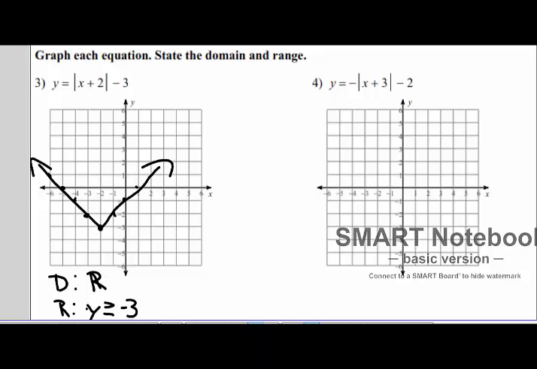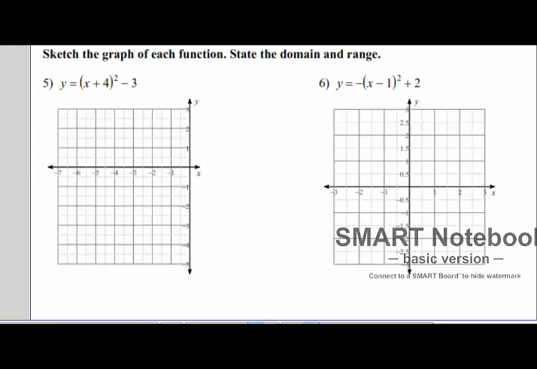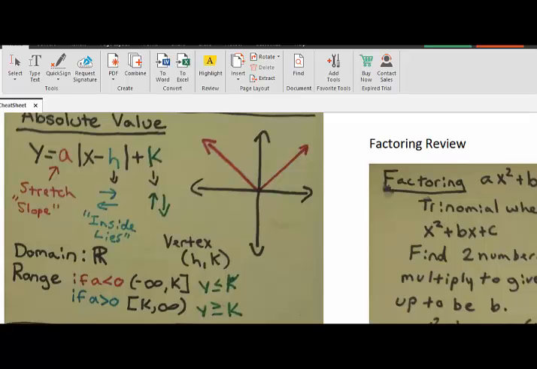Our vertex, back 3, down 2. And this one's opening down. It's got a negative in front of it. So we go 1, down 1. Then we connect our dots. So again, the domain is always all real numbers. Now the range for this one, since it's opening down, is y is less than or equal to the k value of -2. Pretty easy, hopefully.